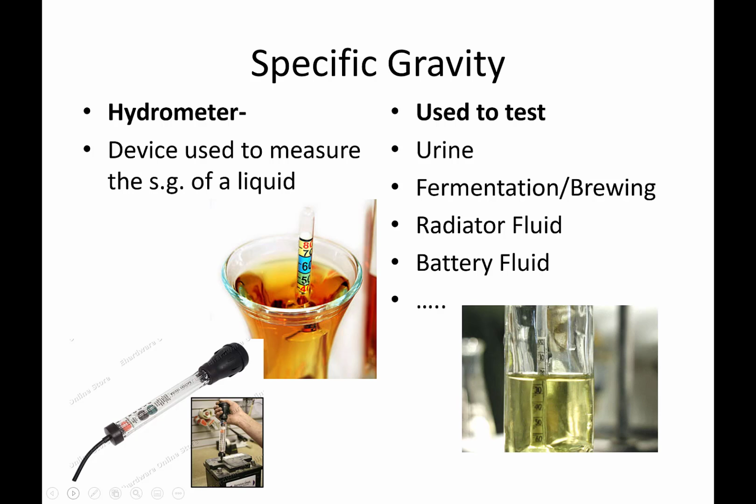There's a device you're going to encounter once in a while, and it's called a hydrometer. A hydrometer is a gizmo that you basically float in a long tube or cylinder, and it has numbers on the side, and you just read those numbers and it'll tell you the specific gravity of a fluid. It's commonly used to test the specific gravity of urine when you go to the doctor and they want to analyze your urine. It's used in auto garages to test the specific gravity of radiator fluid, battery fluid.